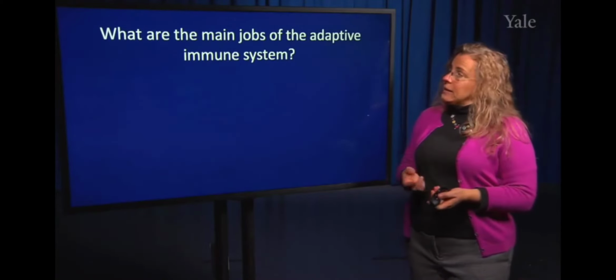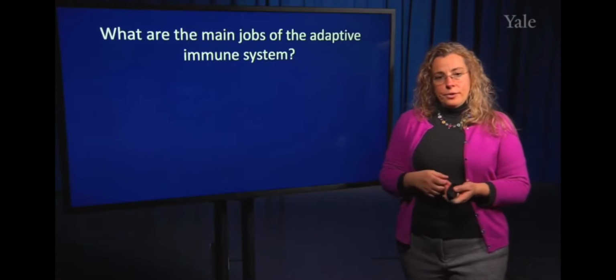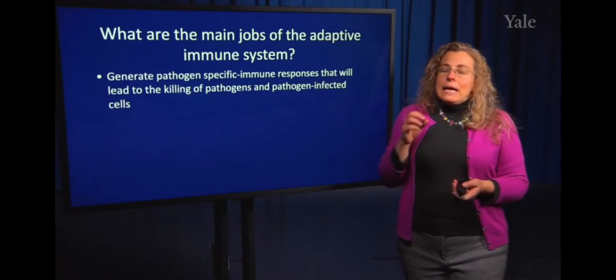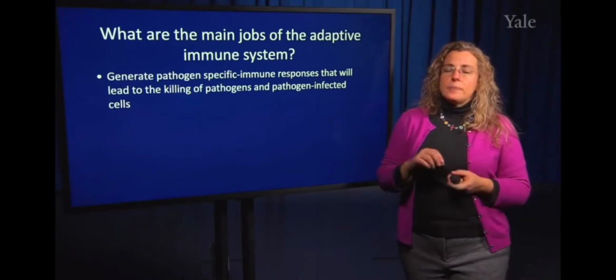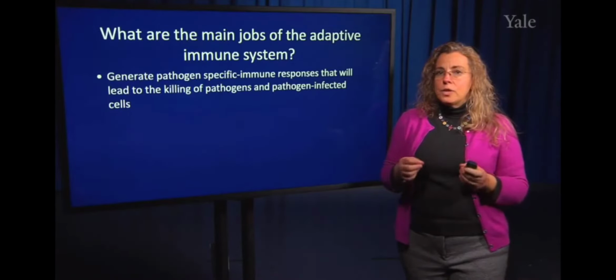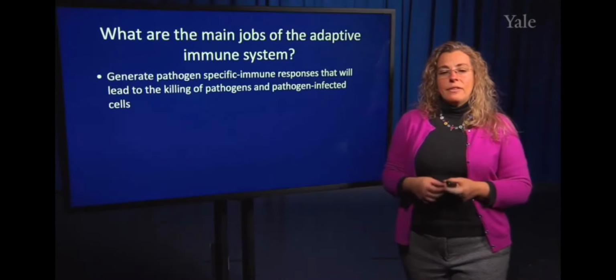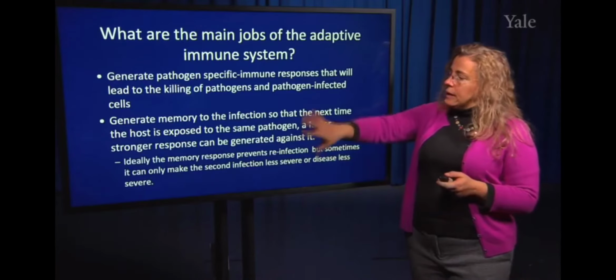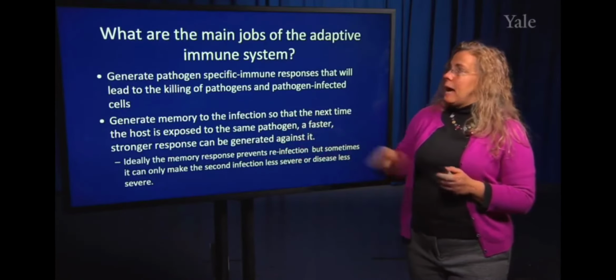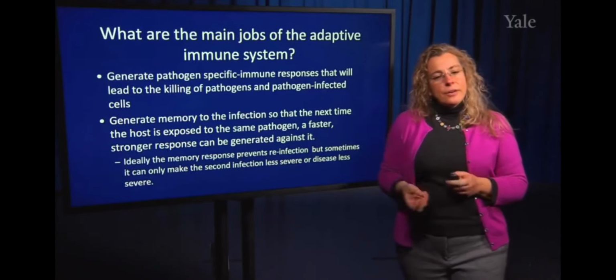So how about the adaptive immune system? What does it do? It's very good at killing pathogens, and it does it very, very specifically. It can distinguish between very closely related pathogens. And it's really, the main benefit of the adaptive immune system is to generate memory.